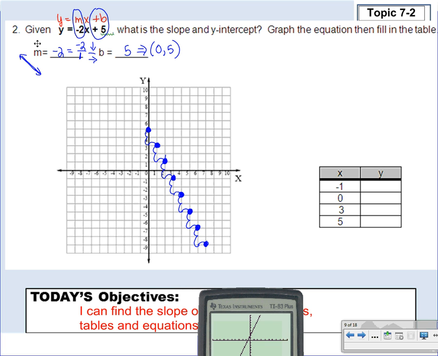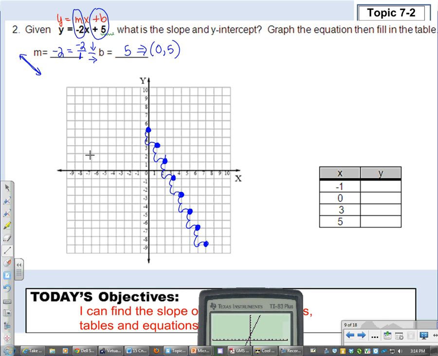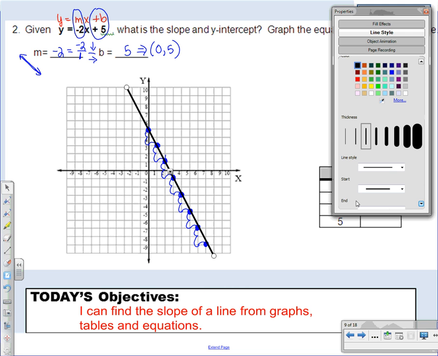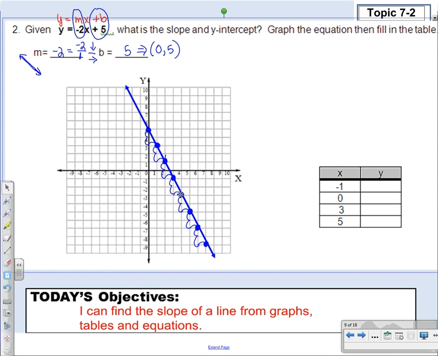Okay, with the straight edge, we're going to connect the dots. You may use your ID to help you. The more dots you have, the better your line's going to be. Again, we want arrows on both ends. Now that we have our dots, we have our graph.